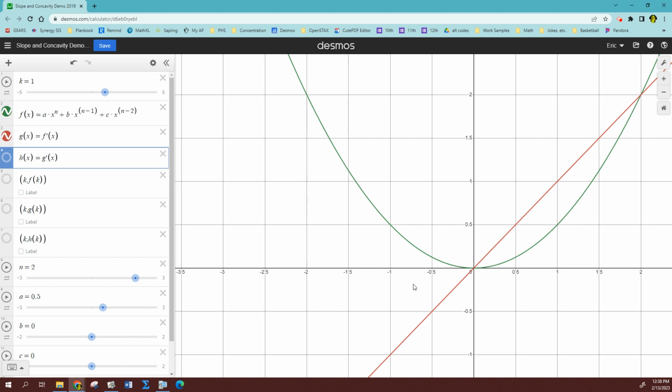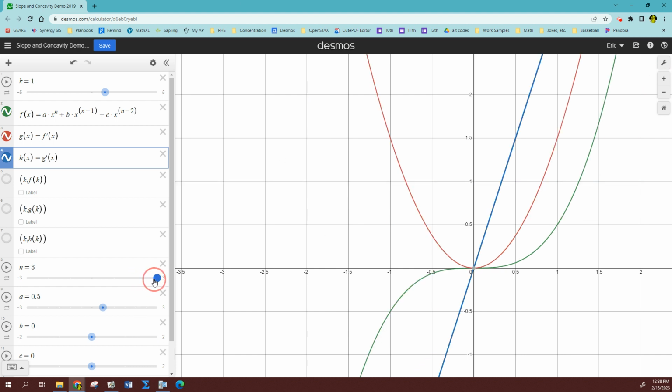The second derivative would be the derivative of the red function, which is the first derivative. Well, that's just a positive constant then, right? Because the first derivative is just a linear function with a positive slope. So there's our second derivative. So what's that tell us about the concavity of this parabola? It's upward everywhere, isn't it? Okay, it's upward everywhere.